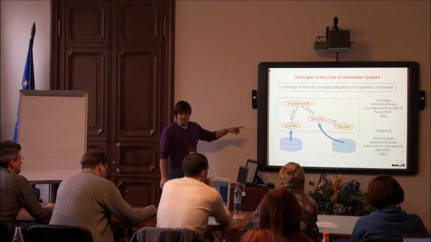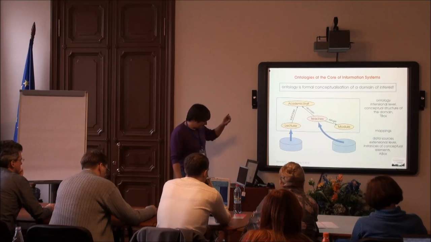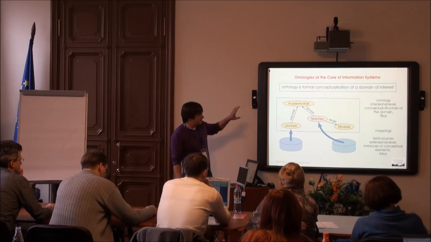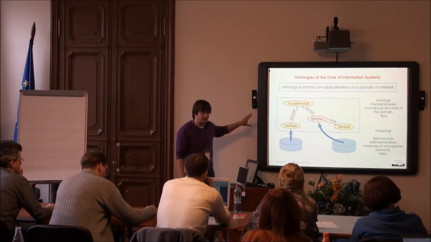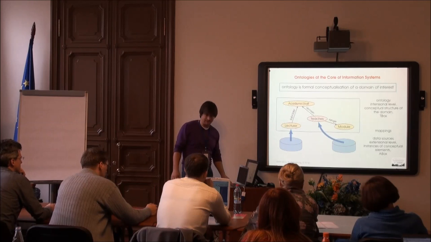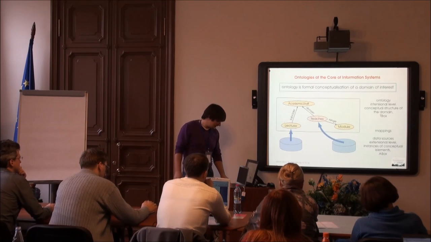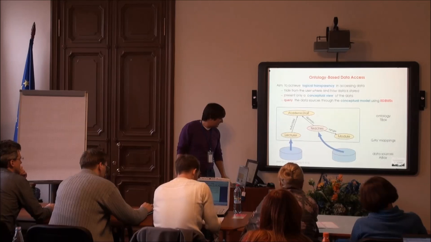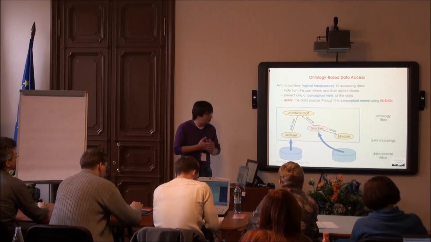Right. And obviously there are mappings in between. An important bit here is that we want this scenario to run as smoothly and as efficiently as possible. And that's why the mappings here are understood as global-as-view mappings, because, as I tried to show you, local-as-view actually brings all the complications.